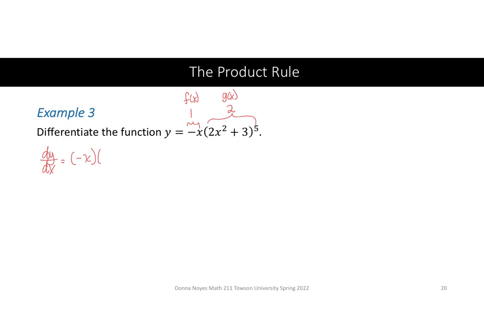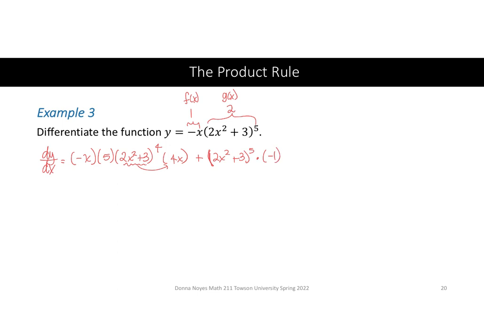So when we find dy dx now, our first is just negative x, and now our derivative of the second is where, again, we're going to apply the chain rule. So 5, and then we'll have 2x squared plus 3 to the fourth, where we dropped the exponent by 1 after taking it down. And now we have to multiply by the derivative of the inside, which is going to be 4x. And then we'll add the second, which is 2x squared plus 3 raised to the fifth, times the derivative of the first. And the derivative of negative x is just negative 1.